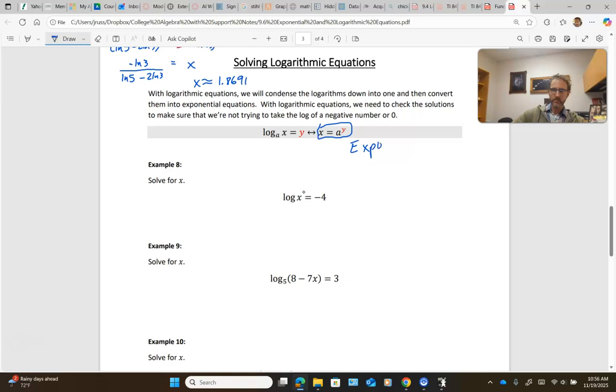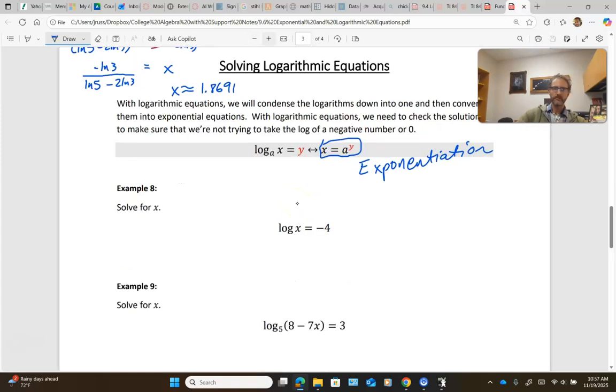I don't know if I can spell it right. Exponentiation. Okay. So it just means that when you have this logarithmic relation right here, you're just converting it to an equivalent exponential relation. That's all. Okay, so let's take a look at this first one.